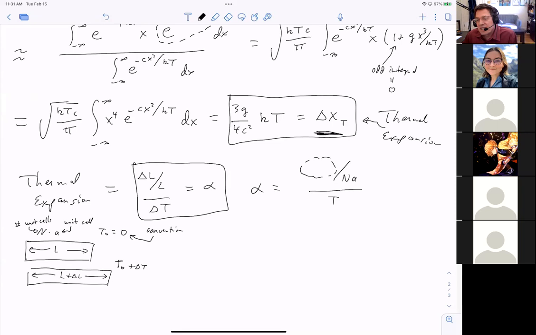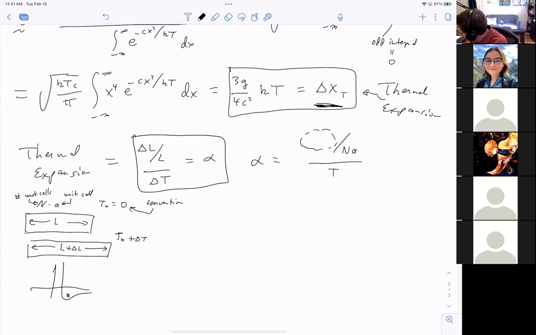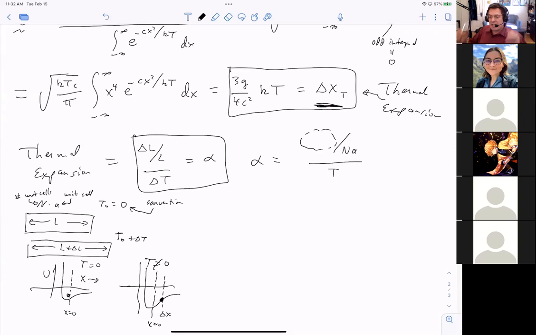Well, you can see the stuff I wrote right in front of you. I have an atom, and the atoms are sitting in these anharmonic wells, right? Like that. That's U, that's X, and that's X equals zero. But then this is T equals zero. At T not equal to zero, I see that my atom has shifted over. That's X equals zero, but now my atom has shifted over to here on average, where this distance is delta X.